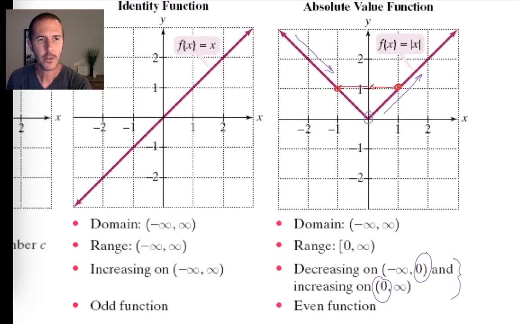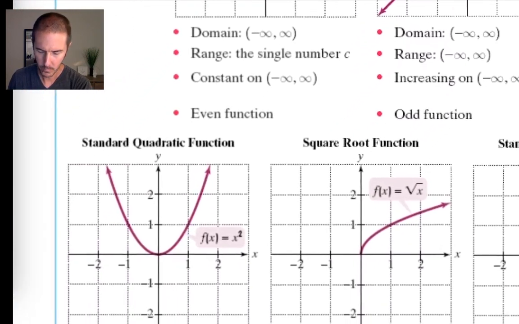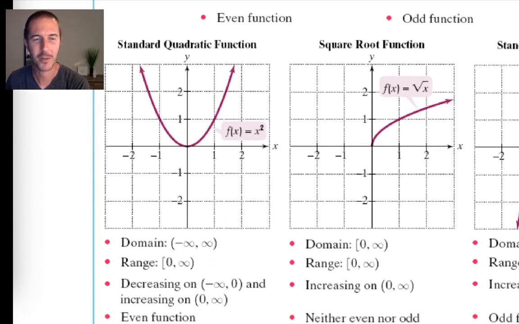Now, our identity function is an odd function, but it's not a great graph to give an explanation of what symmetry about the origin means. So I'm going to hold off until we look at our next function. Well, okay, so not this function, but we will see another function where we can talk about symmetry about the origin.